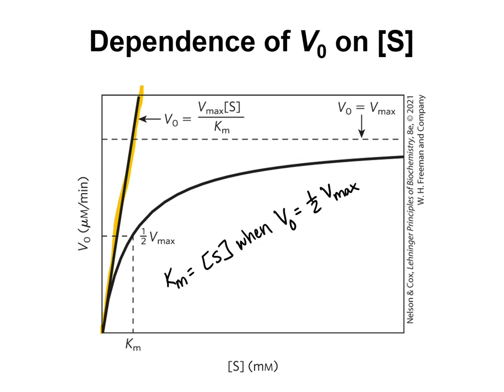Again, you don't need to memorize that. Just giving you a lay of the land. This asymptote here is when V naught is equal to Vmax.